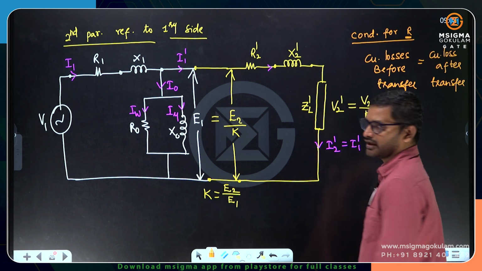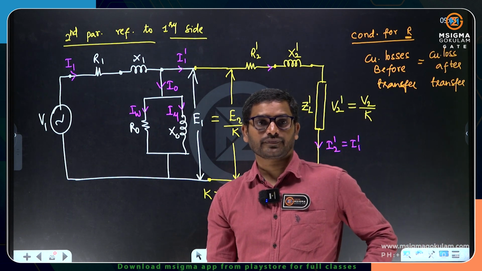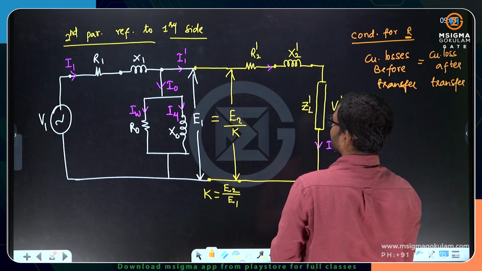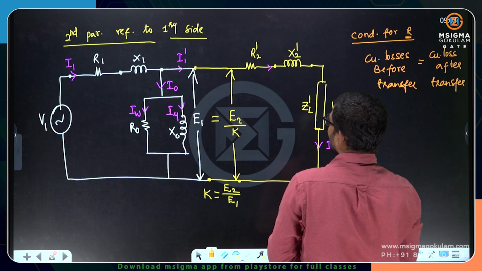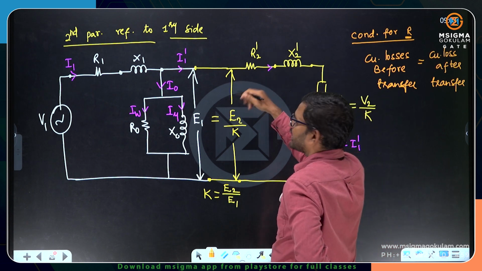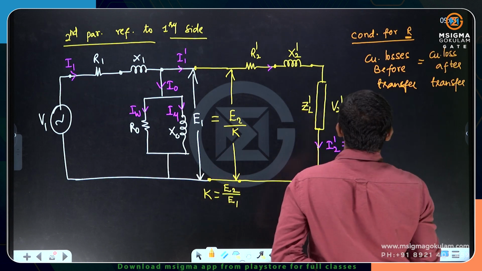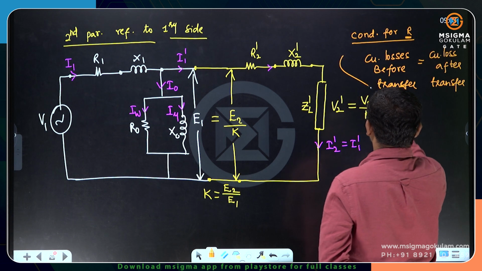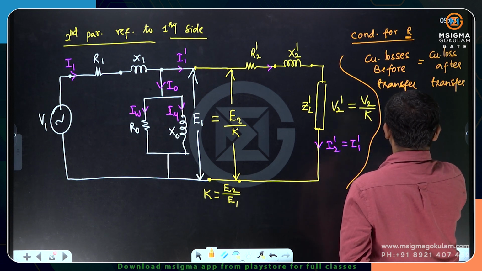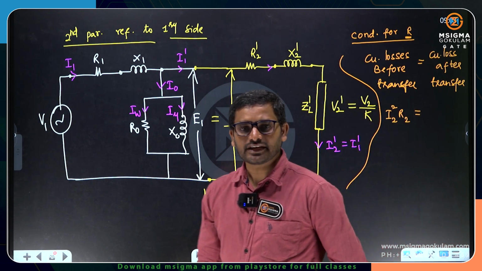Now can you tell me what is the copper loss before transfer? So if you don't transfer these secondary parameters onto the primary side, what was the current flowing through the secondary winding? The current flowing through the secondary winding is I2. What is the resistance of the winding? R2. So what can I write copper losses before transfer? I2 square into R2. This is the copper loss, na? Square of the current into resistance.